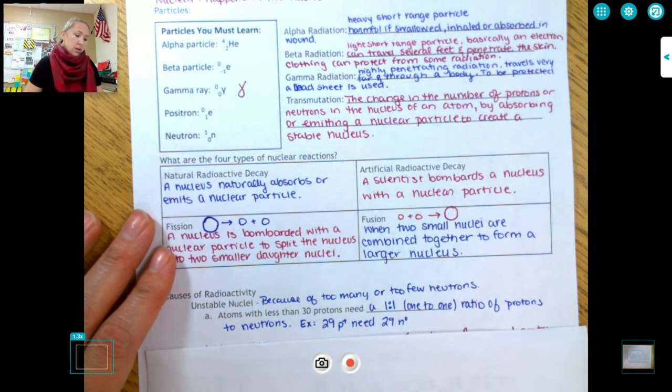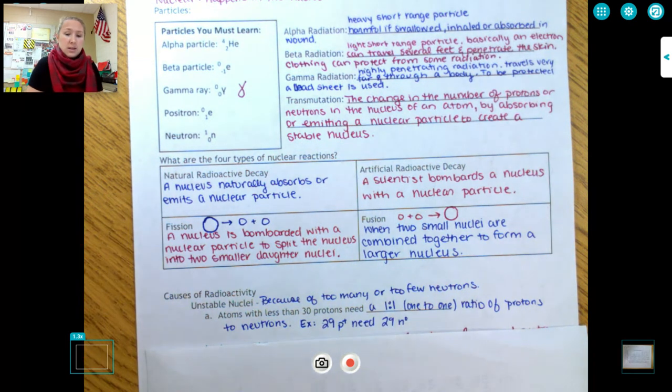We can have some different causes of radioactivity. The first one is an unstable nuclei. This is because there's either too many or too few neutrons in our nucleus.